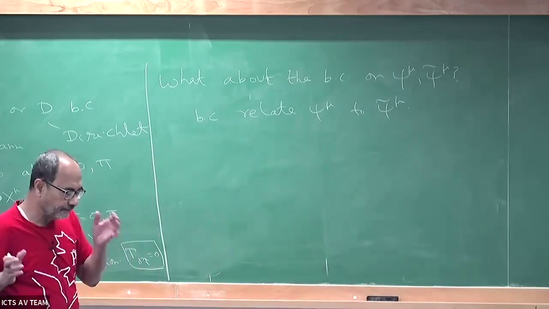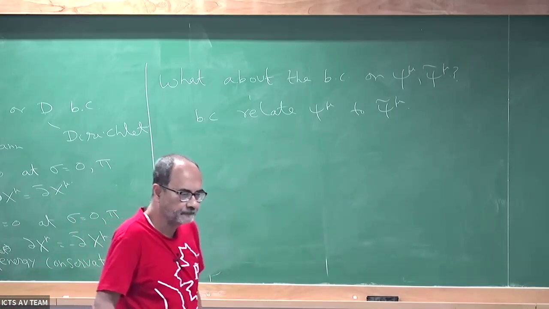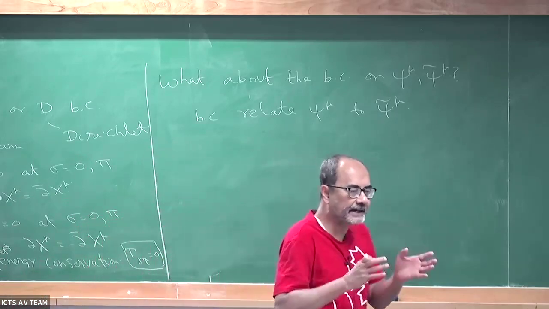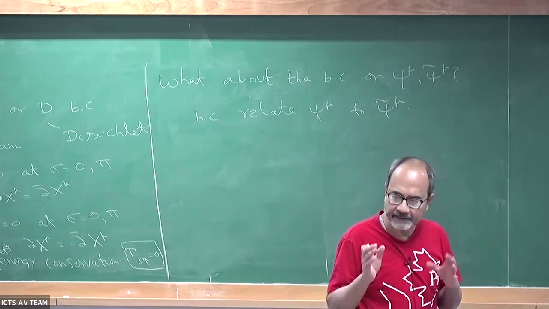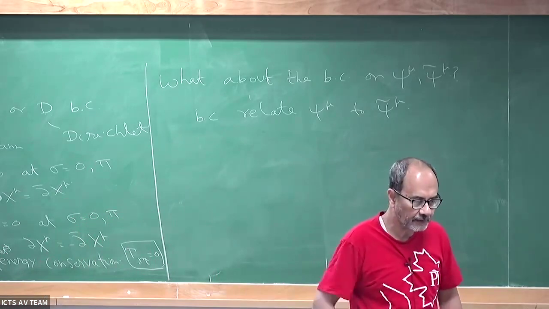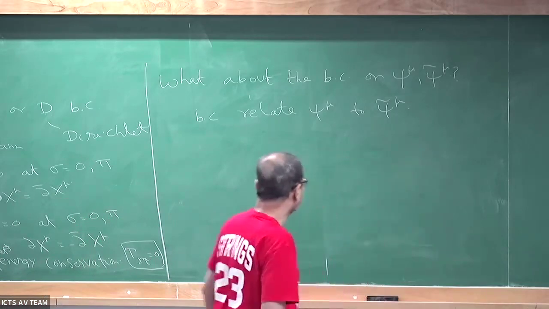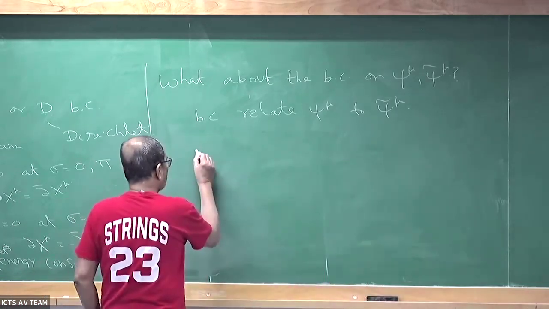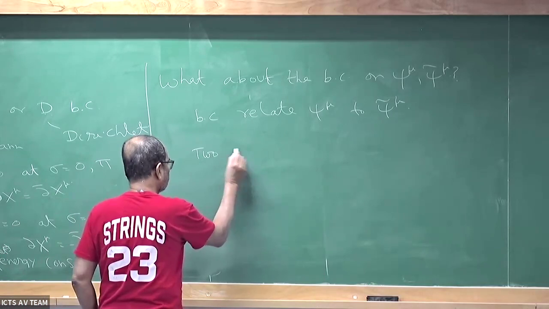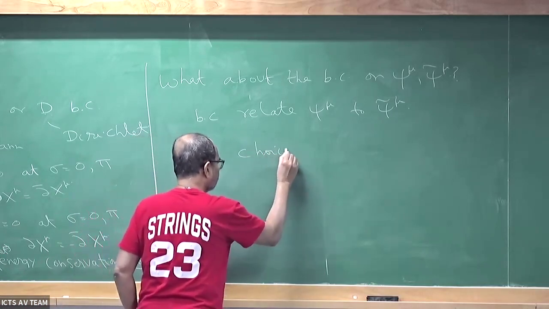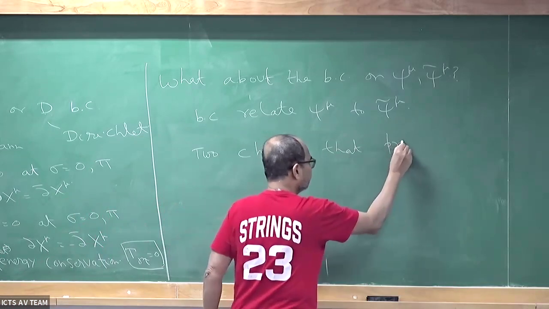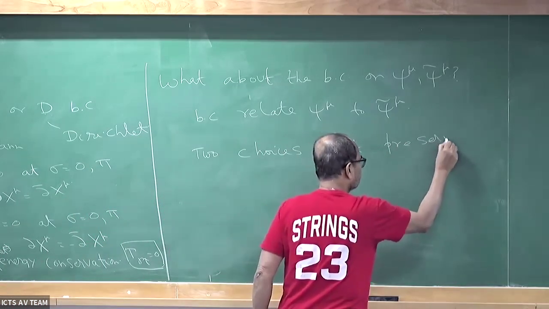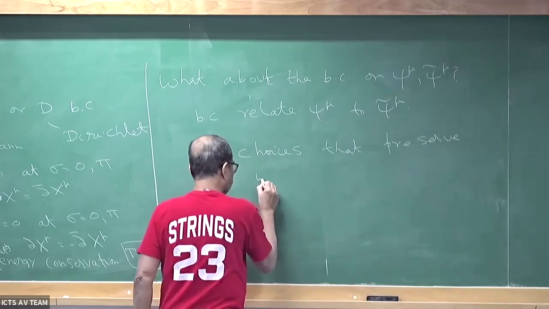Because basically, again, just by energy conservation, we want T and T bar to be related. Okay, so basically T and T bar should be equal. They actually relate psi and psi tilde. So you have two choices that preserve worldsheet energy.